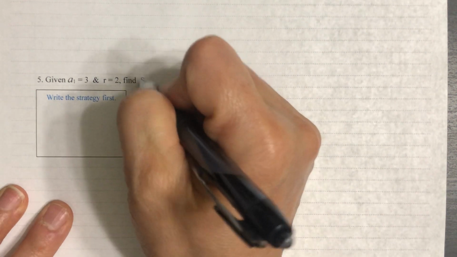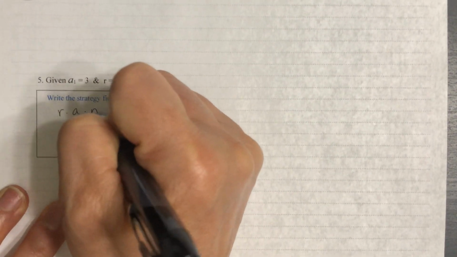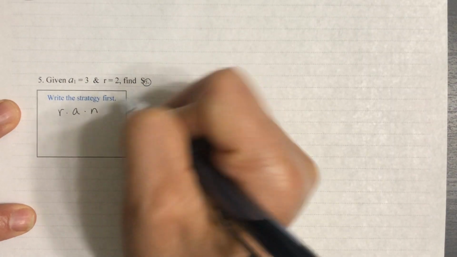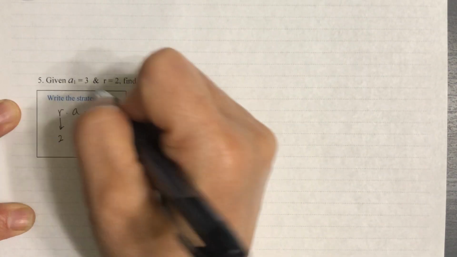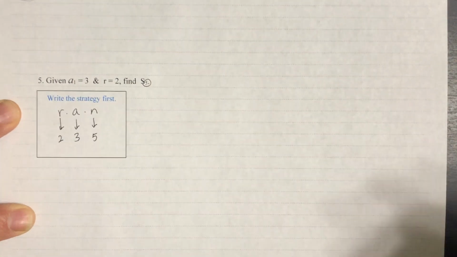Okay, let's do this one. We're looking for S fifth. So we write R and N. N is 5, R is 2. And oh, this is easy, A is 3. They just give it to you.